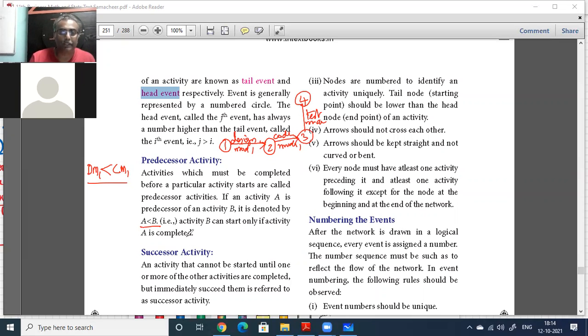Then successor activity: an activity that cannot be started until one or more of the other activities are completed, but immediately succeeds them, is referred to as a successor activity. The important point to note is immediately succeeds them. As soon as you finish coding module 1, immediately you start unit testing module 1. Then only you can call it a successor activity.